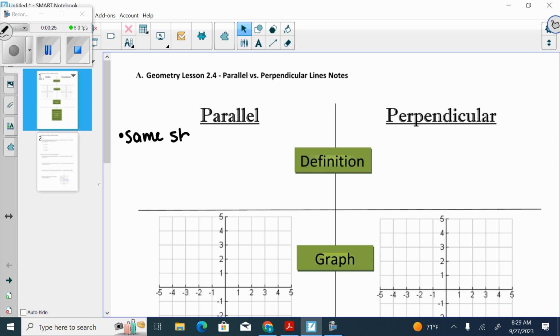So they have the same slope, but do they have the same y-intercept? No, because then they'd be the same line, right? So same slope and different y-intercept. Like you guys said, these will be two lines that never intersect.